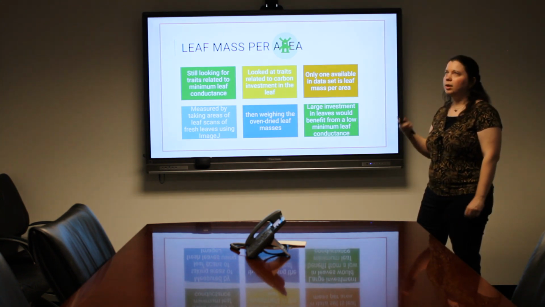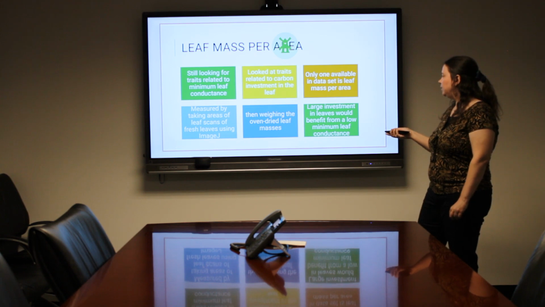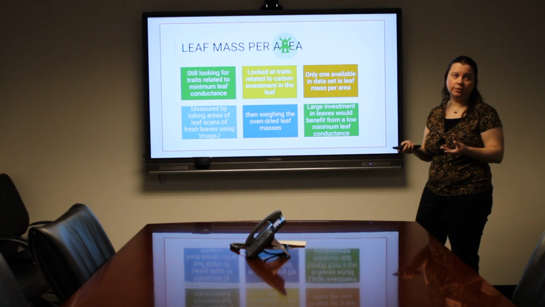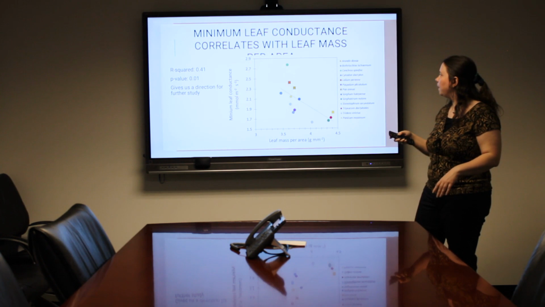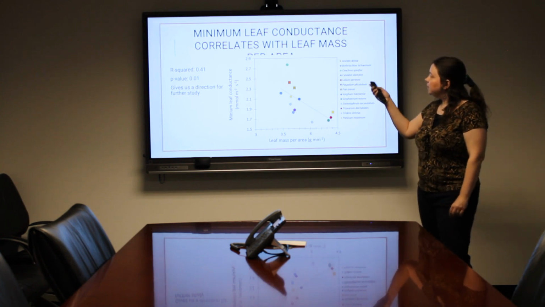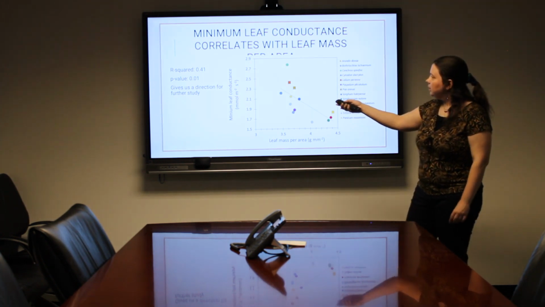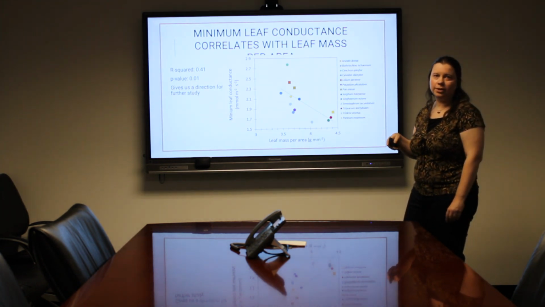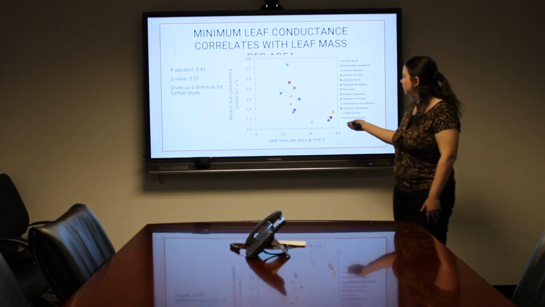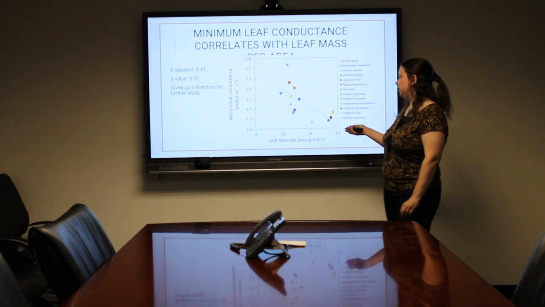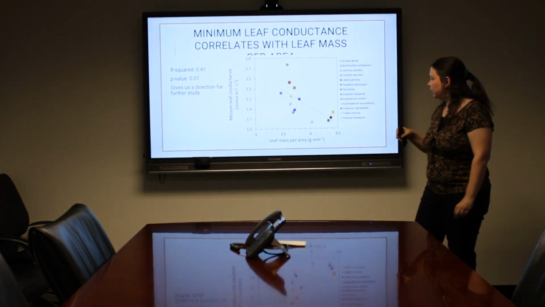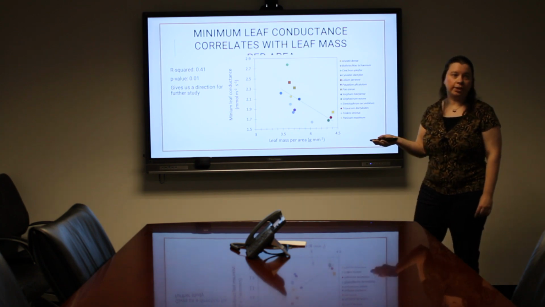Our prediction here is that a large investment in leaves would benefit from a low leaf conductance, because you want those leaves to survive drought, especially if you've invested a lot of energy and carbon into them. And we actually did find a correlation here with a p-value of 0.01. And this finally gives us a direction for further study for our CURE classes. And we actually got a negative correlation here. So the GMIN goes down as the leaf mass per area goes up, which is what we predicted.